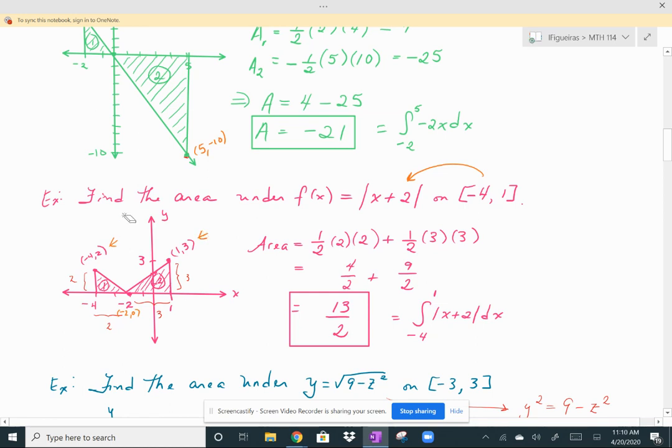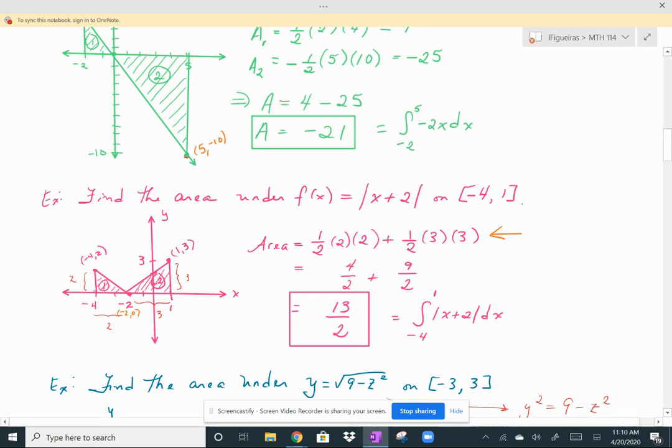When you connect these points, you get two triangles, and they're both above the x-axis. So they're both positive. And the total area under the curve of the absolute value of x plus 2 from negative 4 to 1 will be the sum of the two triangles. As I mentioned before, the area of a triangle is 1/2 base times height. So I'm just adding the first triangle and the second triangle.